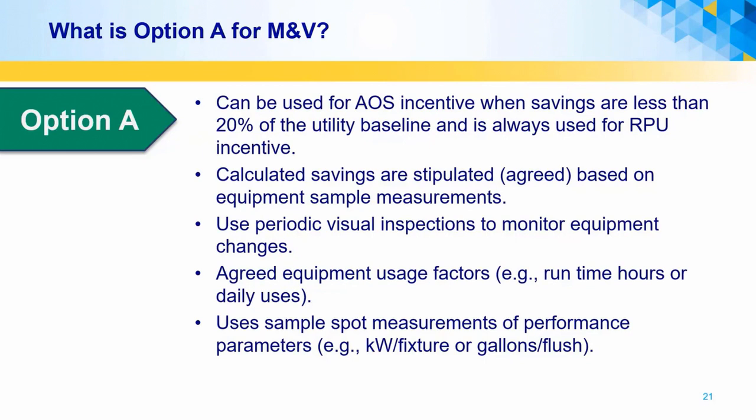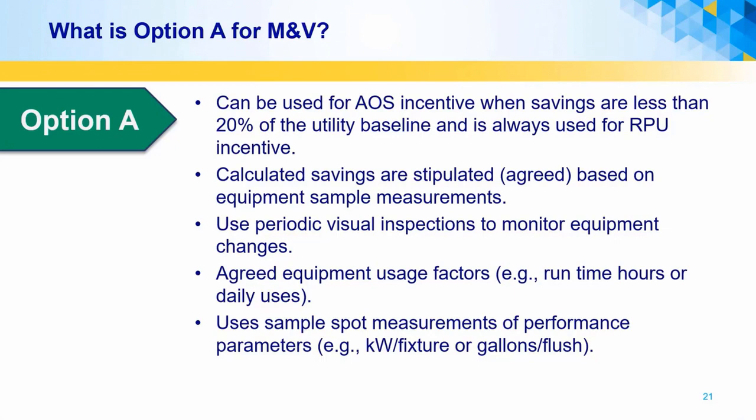I will describe the option A method for measuring and verifying savings for the add-on subsidy incentive. This method focuses on specific energy or water using equipment, which has a well-defined usage factor. For example, how many hours a day a light fixture is on, or how many daily uses per occupant there are for a toilet. To determine savings, random sample spot measurements are taken of specific equipment performance parameters.